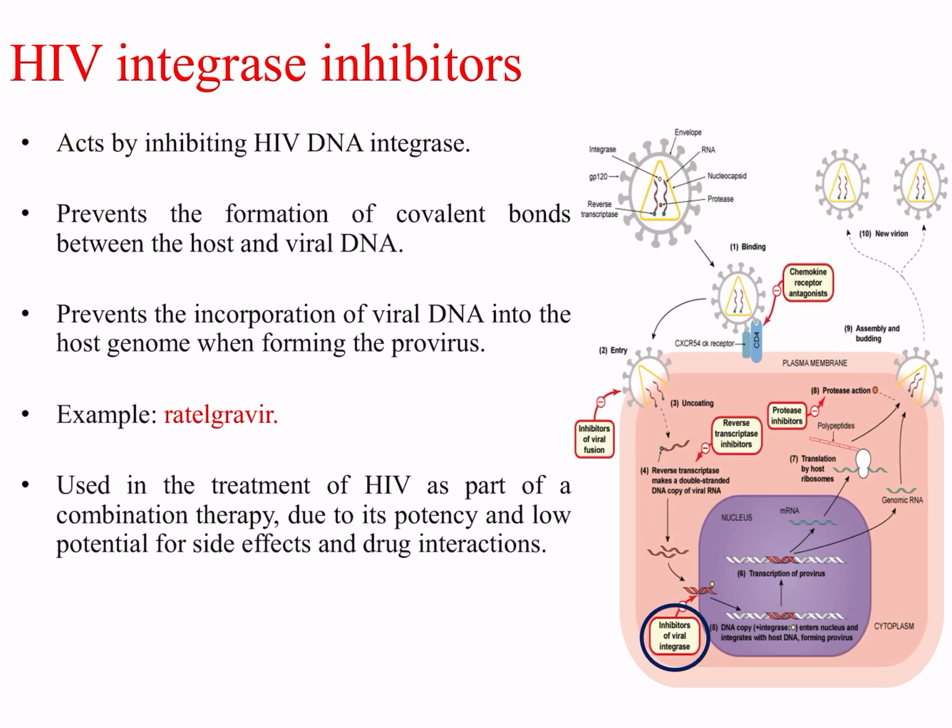Integrase inhibitors act by inhibiting HIV DNA integrase, as is highlighted in the diagram on the right. This prevents the formation of covalent bonds between the host and viral DNA. It prevents the incorporation of viral DNA into the host genome when forming the provirus. An example is raltegravir. It is used in the treatment of HIV as part of a combination therapy due to its potency and low potential for side effects and drug interactions.